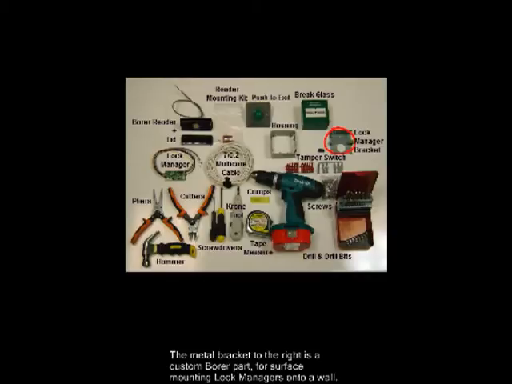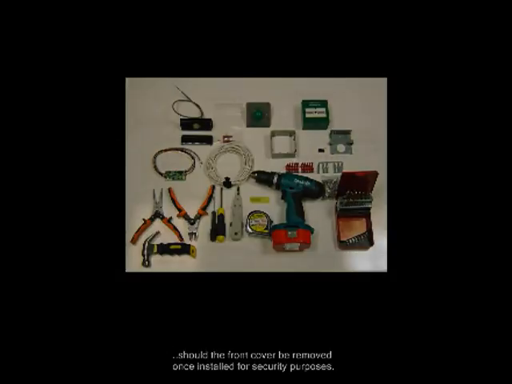The metal bracket to the right is a custom PoE part for surface mounting lock managers onto a wall. It includes mounting posts for a tamper switch shown adjacent, which ensures that an alarm is generated should the front cover be removed once installed, for security purposes.